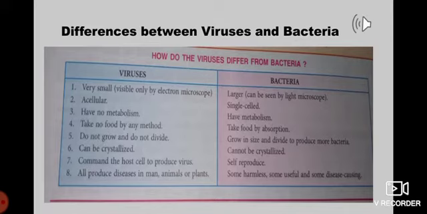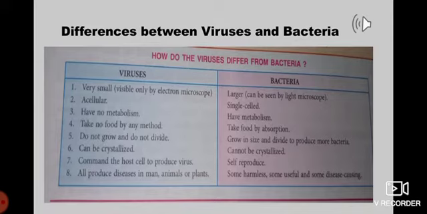Fourth point, viruses take no food by any method. As I already said, there are certain points which regard viruses as alive, and there are certain points which regard them as non-living. So on that basis we say that it does not eat any food. Whereas bacteria take food by absorption. They absorb the food from the body. Like in our stomach also there are bacteria which help in the digestion and absorption of food.